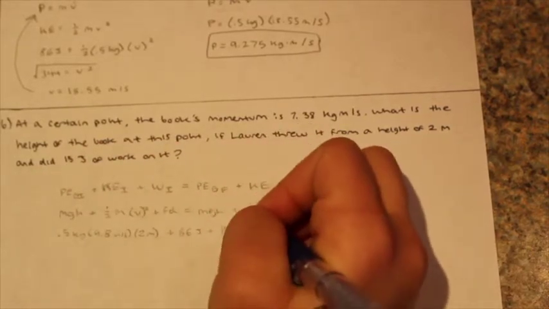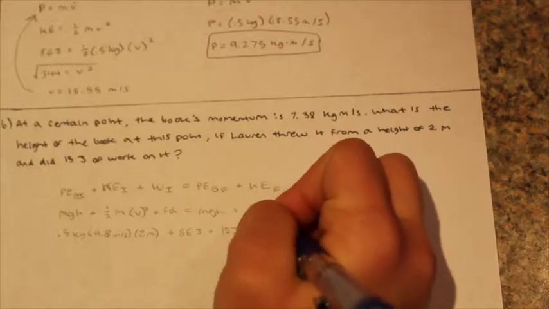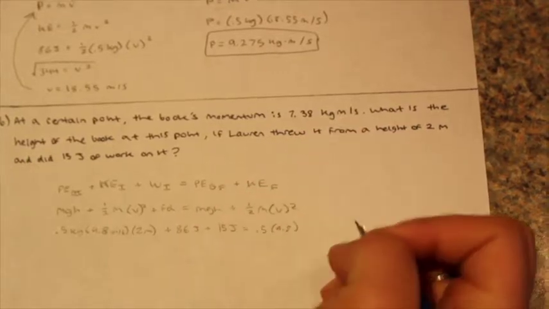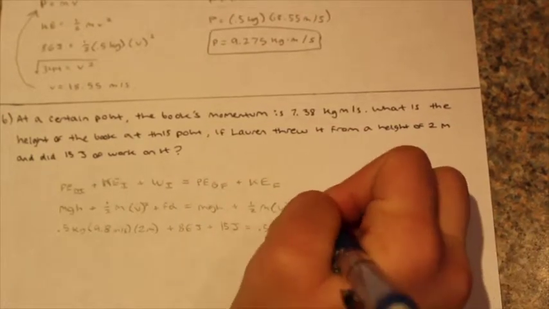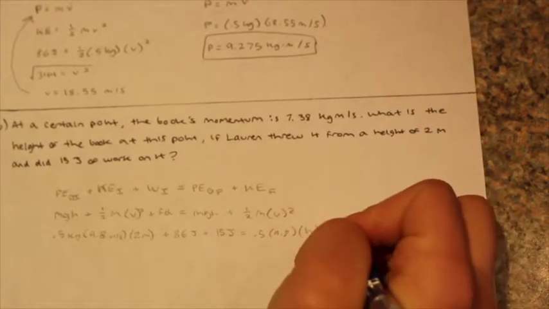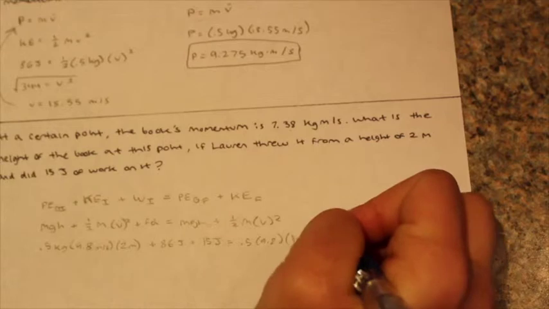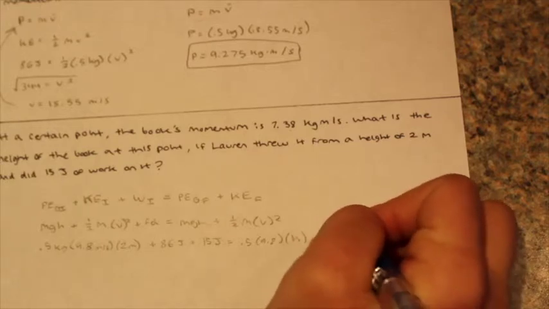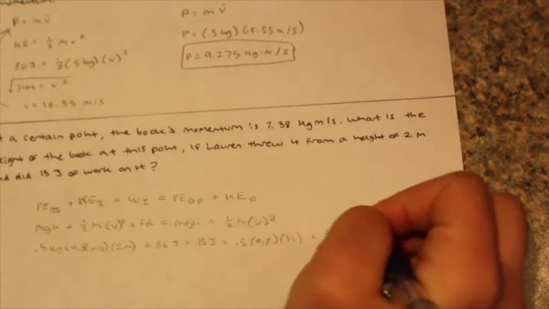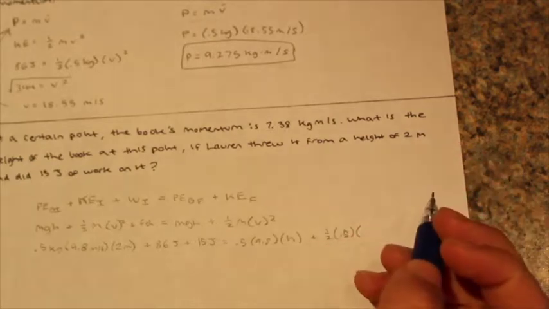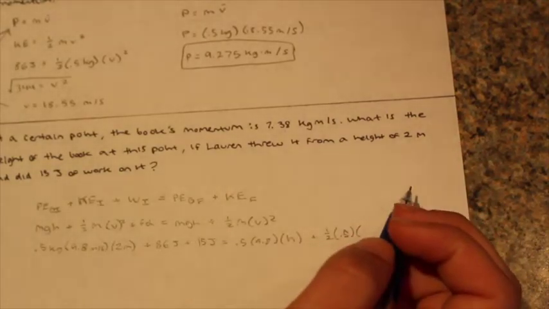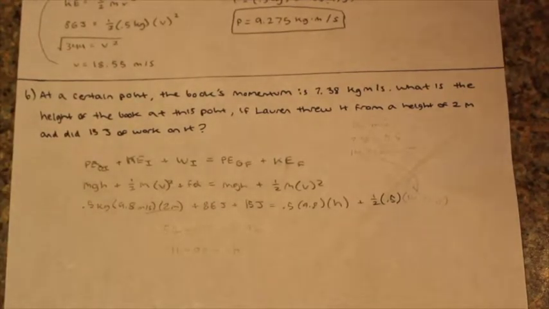mass times gravity, so that's 0.5 times 9.8. And then we don't know the height, so we could just put an h for that. And then we have 1/2 times 0.5 for mass times the velocity, which we also need to figure out. And then we need to find our velocity.